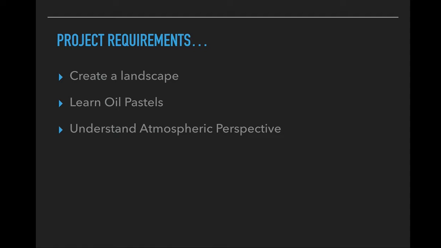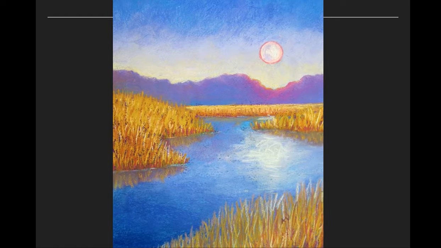All right, so for this project, you're going to be creating a landscape. You're learning oil pastels, which you've already learned, and we're trying to really understand the idea of atmospheric perspective. All right, so here are some examples of oil pastels using atmospheric perspective. You can see that the foreground and the middle ground of the picture are more intense in color. You can see that the foreground has a lot more detail in it. Once you start getting to your middle ground, it's losing that detail. And in the background, you'll notice that the colors become a lot cooler, meaning blue or purple, right? And that creates that illusion of depth. If you made that mountain green, it's going to look very flat and unrealistic.